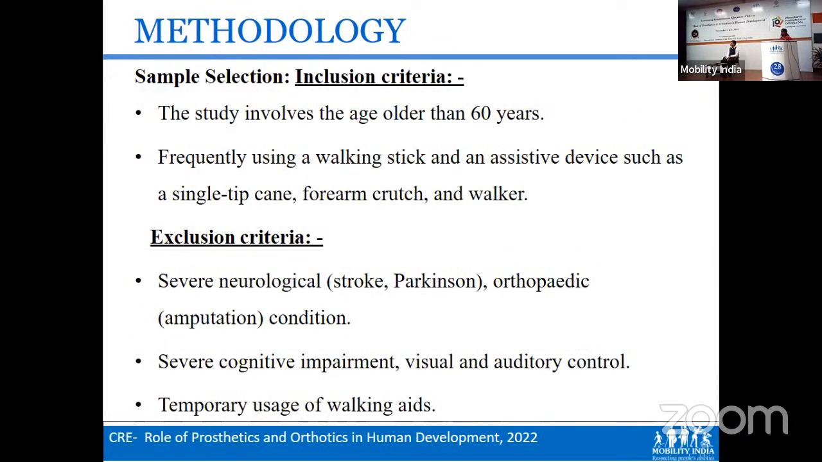Sample selection. The inclusion criteria: age older than 60 years and frequently using a walking stick or assistive devices such as a single cane stick, single tip cane, forearm crutch, and walker. My exclusion criteria are severe neurological conditions, severe orthopedic conditions, severe cognitive impairment, visual and auditory impairment, and temporary usage of walking aids. So these are the exclusion criteria of my study.